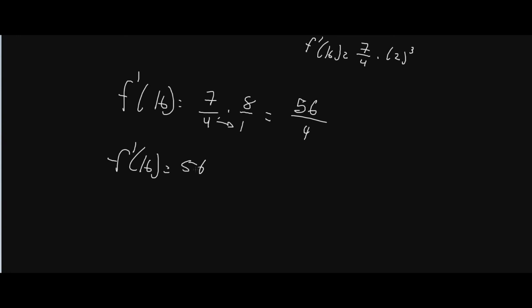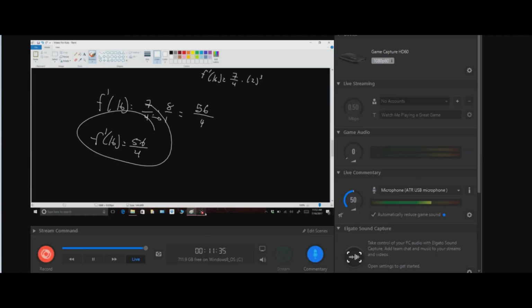Okay, 56 over 4. So that's just showing you how to go over square roots and how to work with them. I know they're a bit challenging, but I promise you we'll get better and better.